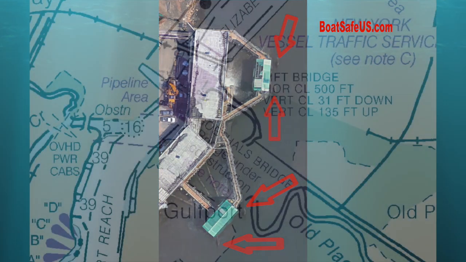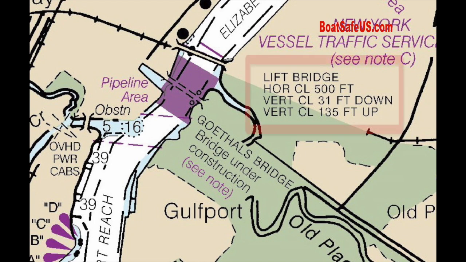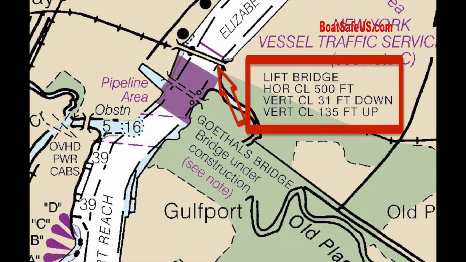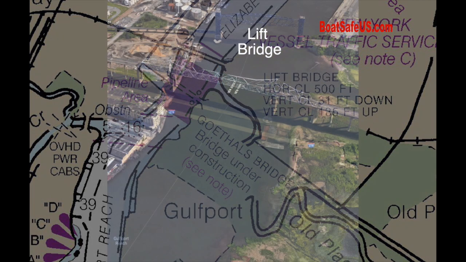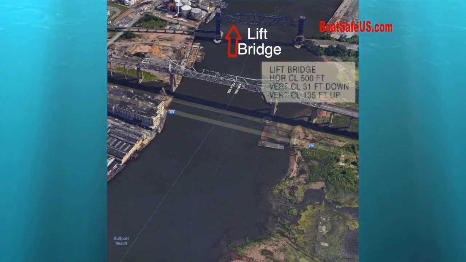On a nautical chart, bridges will have indications of horizontal clearance and vertical clearance. Captains especially need to make sure that their ship or their boat will fit underneath those bridges.